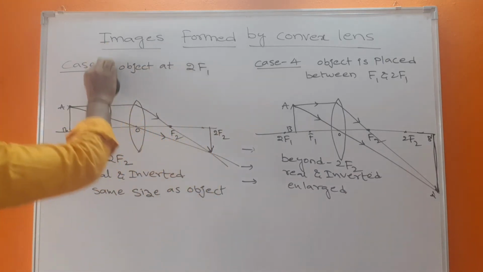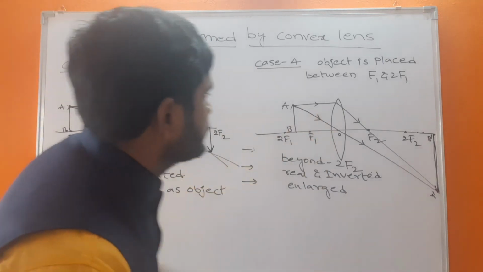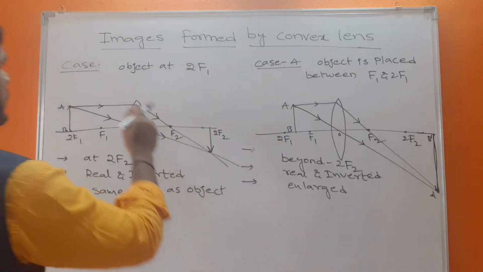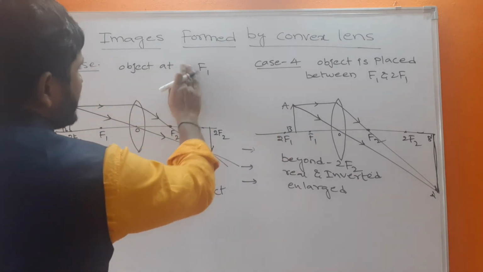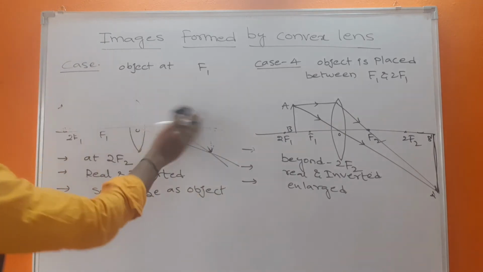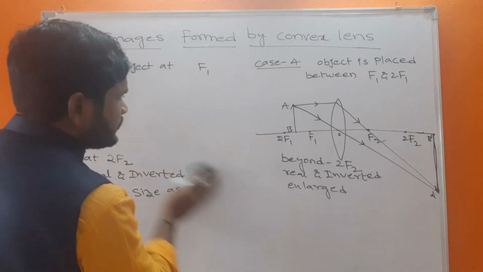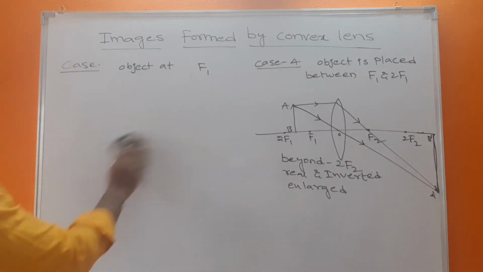In case 5, again we bring the object closer to the lens, that is at f1. Let us place the object at f1 and see where the image is going to be formed.